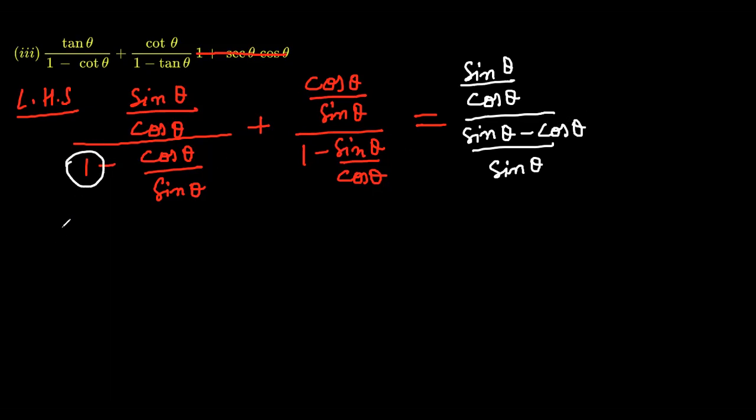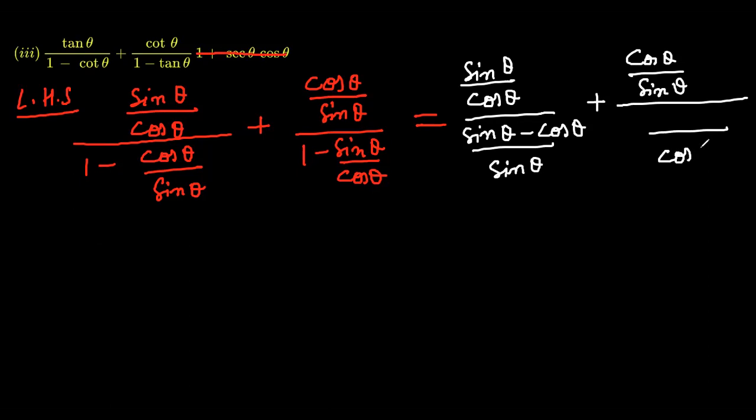Look, this 1 is written as sine theta by sine theta. You can consider it like this also. Then this minus this, so you are getting it. Now, this is to be added with the other part here, cos theta by sine theta, cos theta divided by sine theta. And here also, we're taking LCM, sine theta. So we're writing everything as it is, just taking LCM in the denominator. So cos into 1 is cos theta minus sine theta.